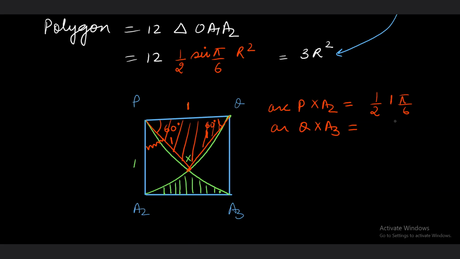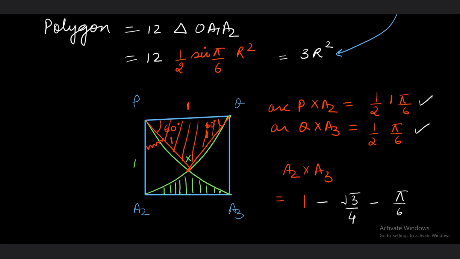Similarly, how much will our QXA3 area come to? It will be 1 by 2, pi by 6, right? So now we can find out the area of the region A2XA3. How are we going to write it? Total area of the square, you can see that it is 1. I'm going to subtract, first of all, the area of the triangle PQX, which is an equilateral triangle with side length 1. I'll also be subtracting the areas of the two circular regions, which have areas equal to this one. So pi by 6, I will have to subtract from it.